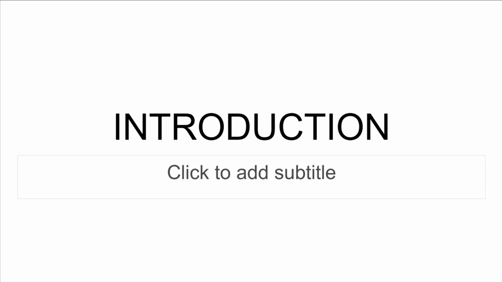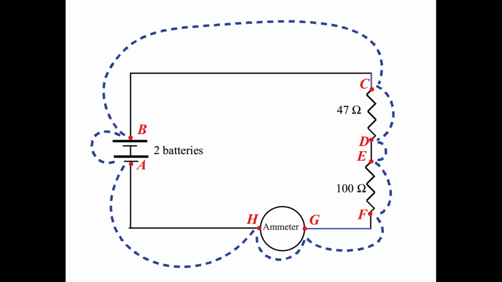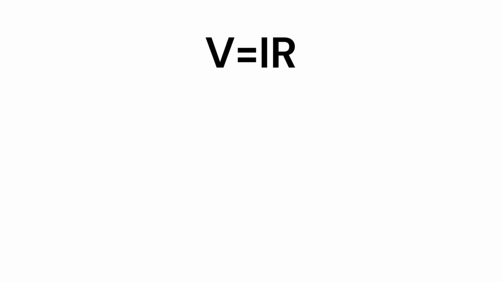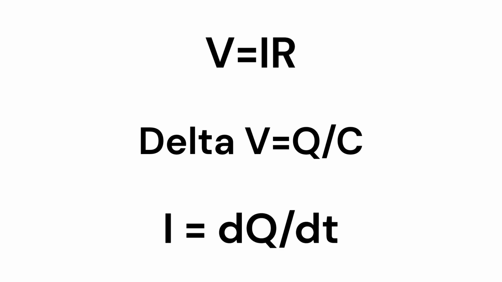This lab was about creating different circuits and testing how they work. The physics principles we use in this lab are the loop rule, which will allow us to analyze the change in voltage throughout our circuit, V equals IR, which will allow us to relate the resistance and amperage of our circuit to its voltage, and delta V equals Q over C, which along with the fact that I equals dQ over dt will allow us to determine the time constant of our circuit.